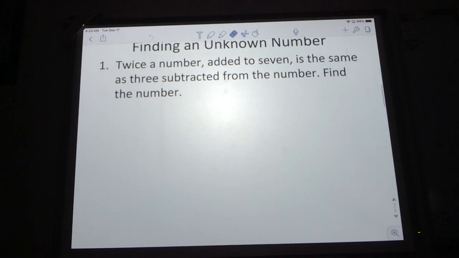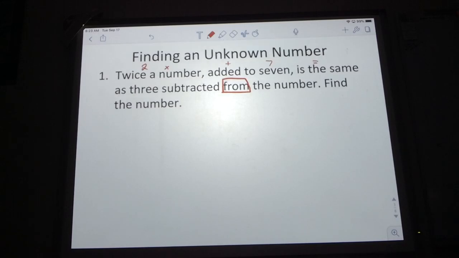So let's answer these first. Twice a number. That is 2x. Added to 7, so plus 7, is the same, so equals, as 3 subtracted from a number. Again, that word "from" changes things. What did we have first, 3 or the number? The number. We had the number first, so that's actually going to be x minus 3, even though it's the opposite order. Now we can write that down.